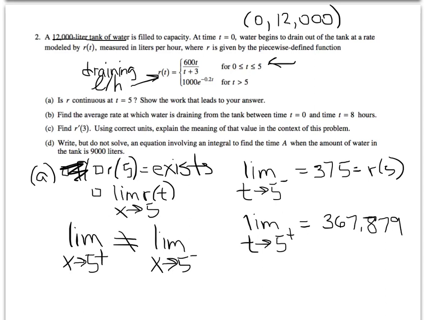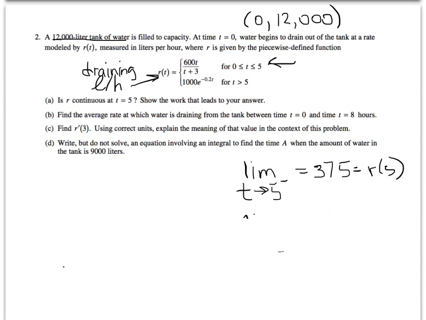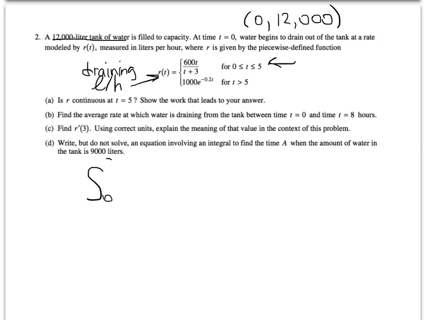Now let's go on to part B. In part B, we are asked to look at the average rate of change. Since we are given the rate function, we just need to find the average value of this function. We know that to be the integral from 0 to 8 of R of t, and then we divide it by the interval 8, or I can write 1/8.